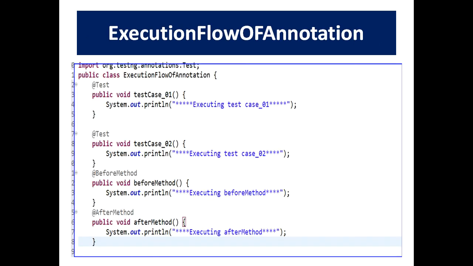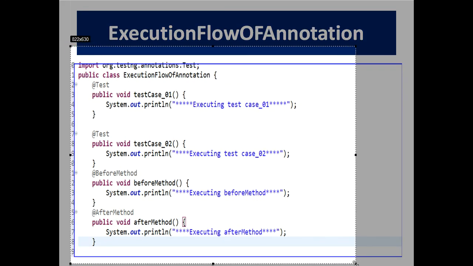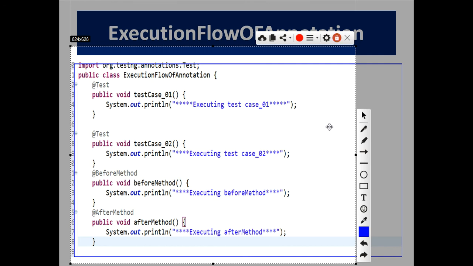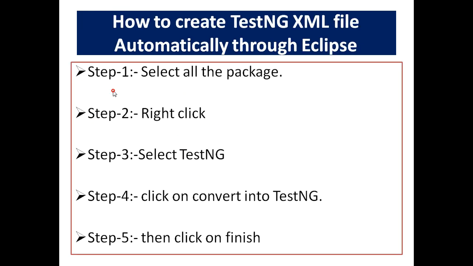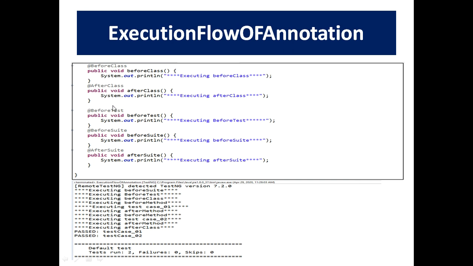We have one more example, control flow of annotations. I will just give you the overview, and tomorrow I will execute this code. This is an interview question. They will give you one test case and another test case, so we have two test cases. Without test cases you cannot execute before method and after method, right? So I have used before method, before class, after class, before test, before suite, and after suite.